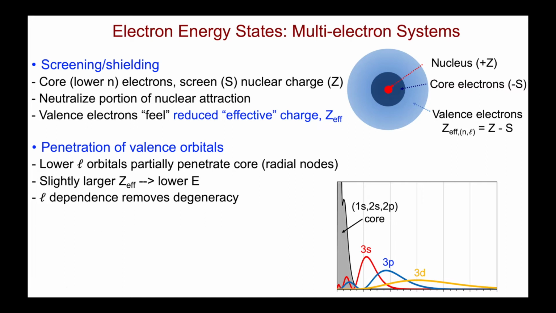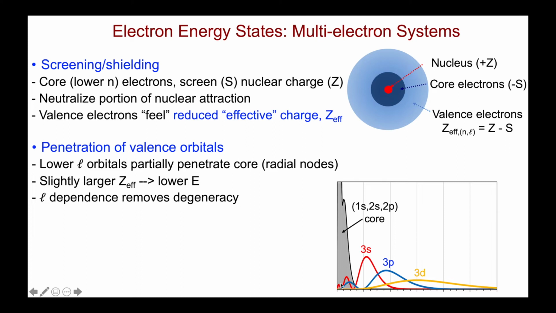As a result, an electron in the 3s orbital could feel more of the nuclear charge than an electron in a higher L orbital, for example, the 3d. So for the 3d shown here, there are no radial nodes in the RDF, and therefore there's a very low percentage probability of the electron spending time, when it's in this orbital, within the region of the core electrons. The 3p is intermediate between these two.